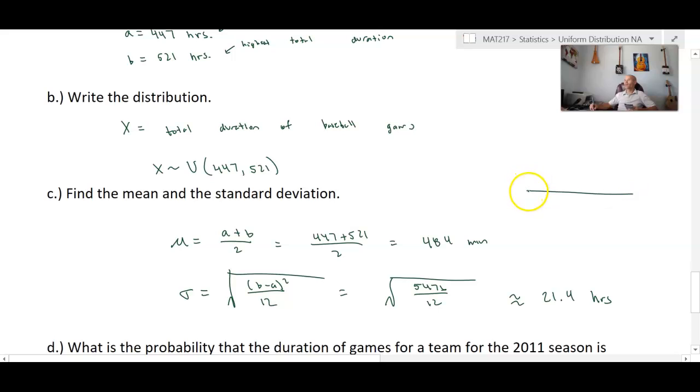So you can kind of imagine it this way. You have your 447 to the max of 521 hours. 484 hours is the mean. And then you're going to get some typical variability. So a lot of that variability will be between negative 21.4 hours of this and positive 21.4. Again, it's just a measurement of how spread out the values are. But not surprisingly, you notice that 21.4 almost splits the difference between the low and the high.